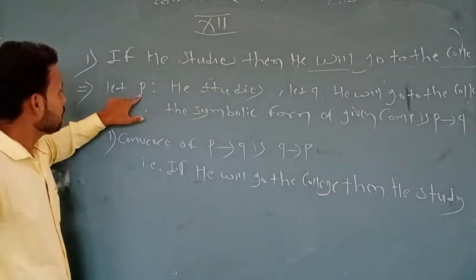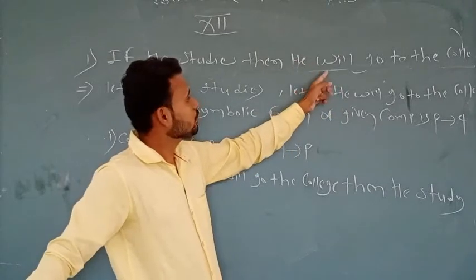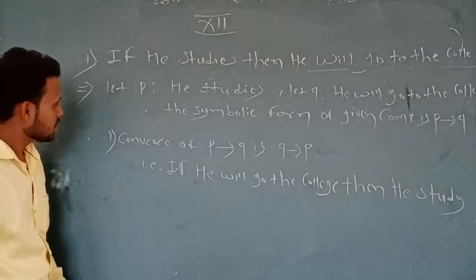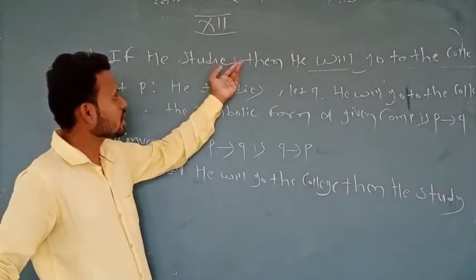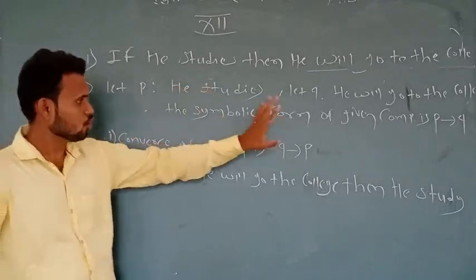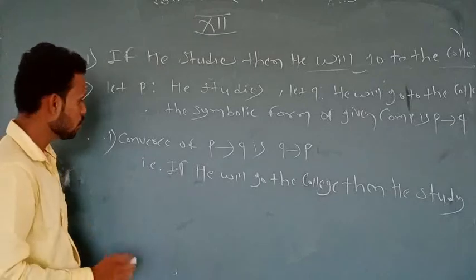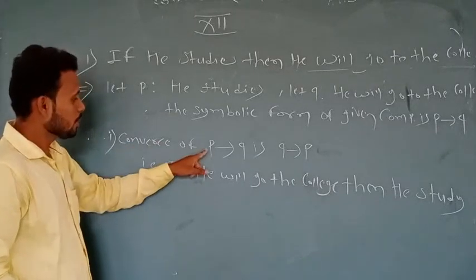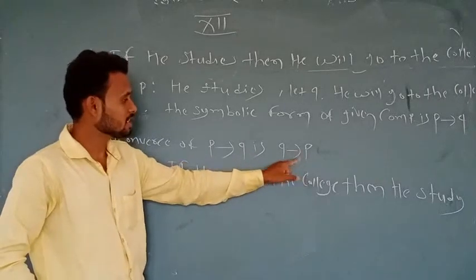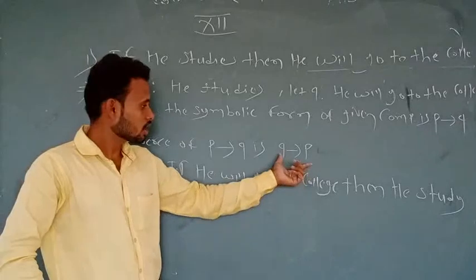Let P denote he studies and let Q denote he will go to the college. Therefore the symbolic form of the given compound statement is P implies Q, which is the required symbolic form. Therefore we can take the converse, inverse and contrapositive. First, the converse of P implies Q is Q implies P, that in terms of a sentence.